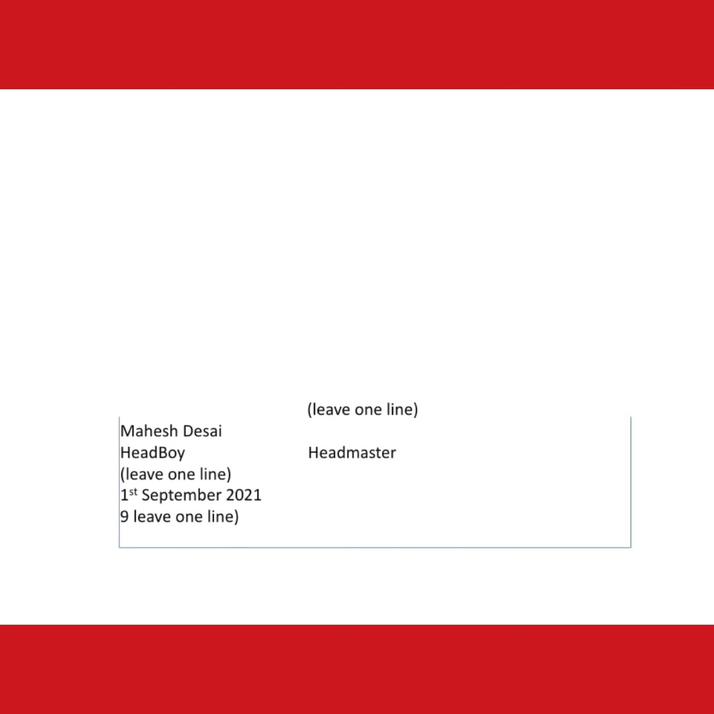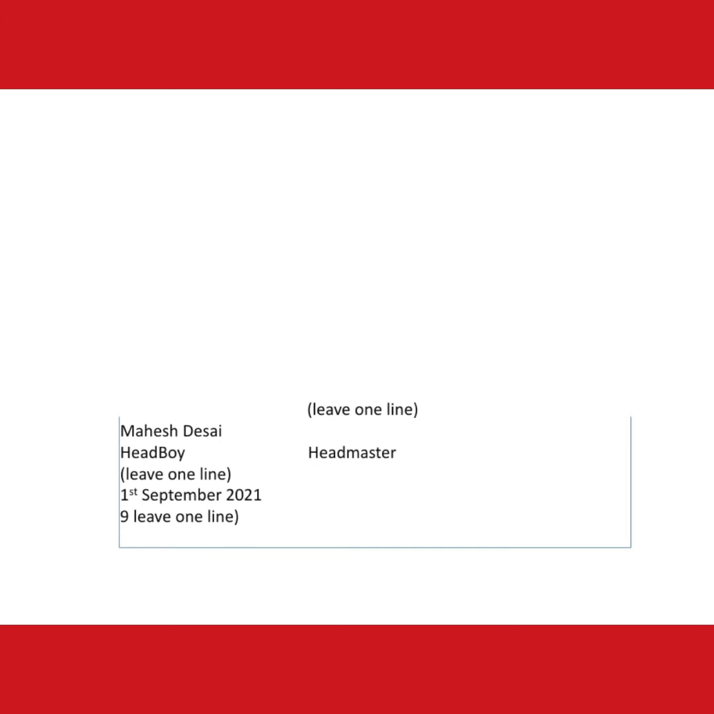Below the name, you have to write the designation. The designation of Mahesh Desai is head boy. So you write just below Mahesh Desai, head boy. After you have written head boy, you leave a line and write the date, that is 1st September, the day when you are writing the notice. After you have written the date, leave one line.